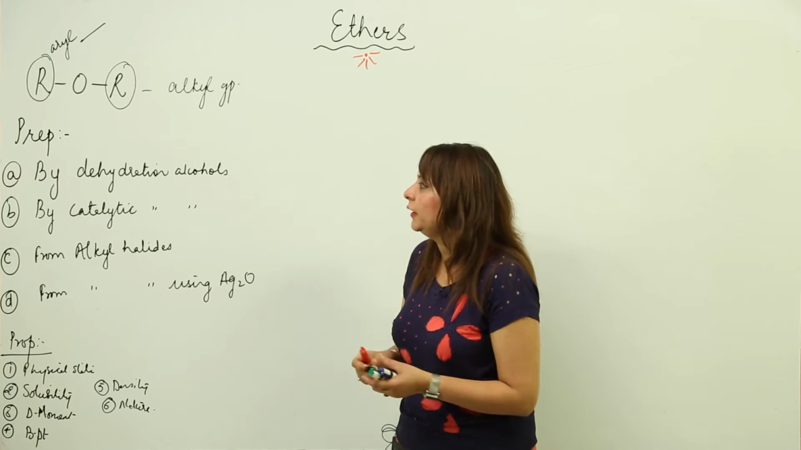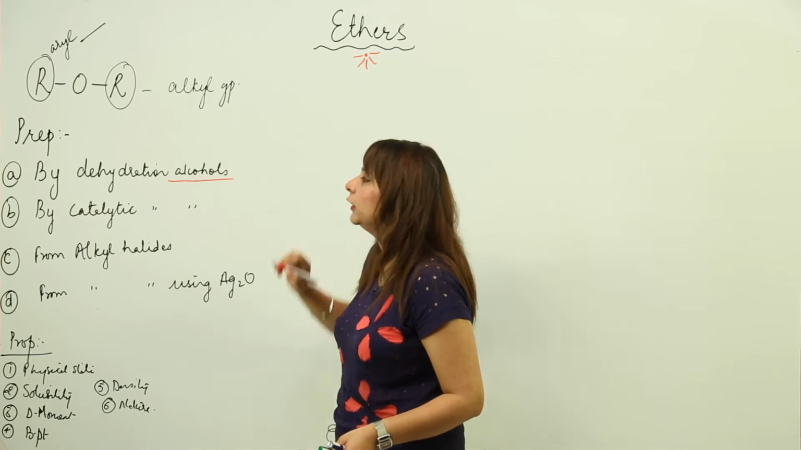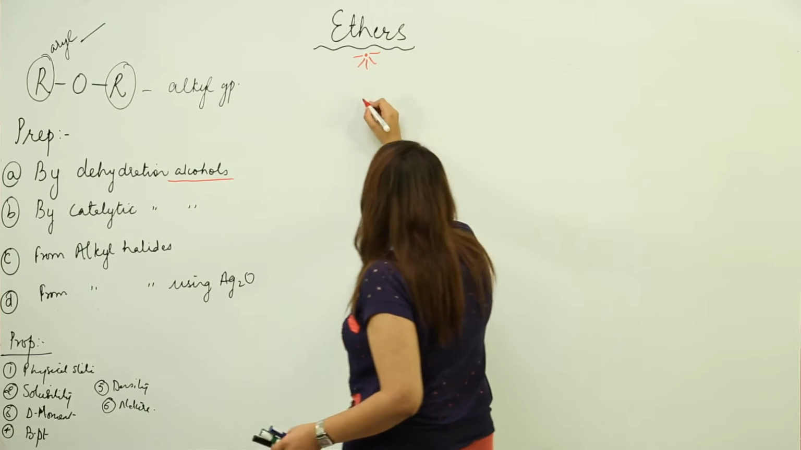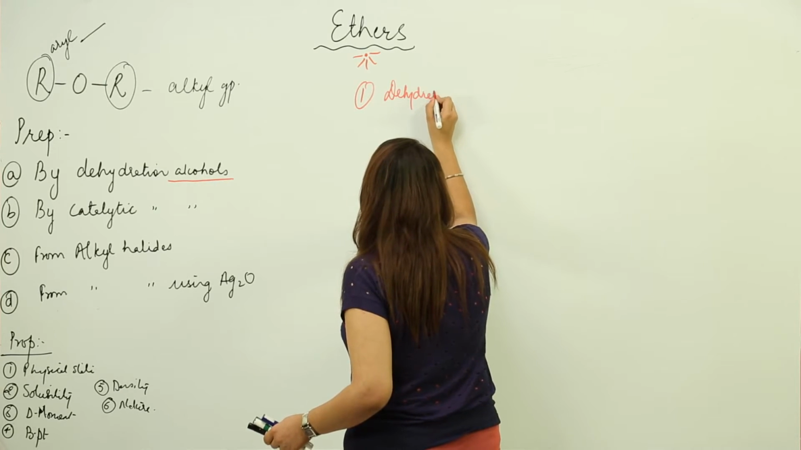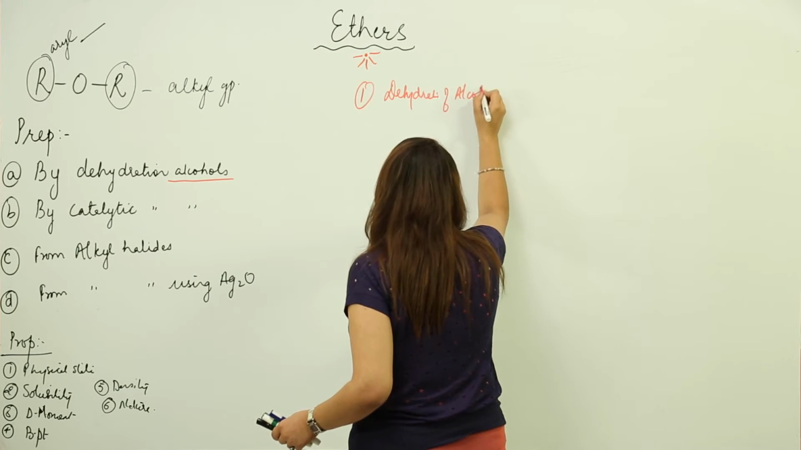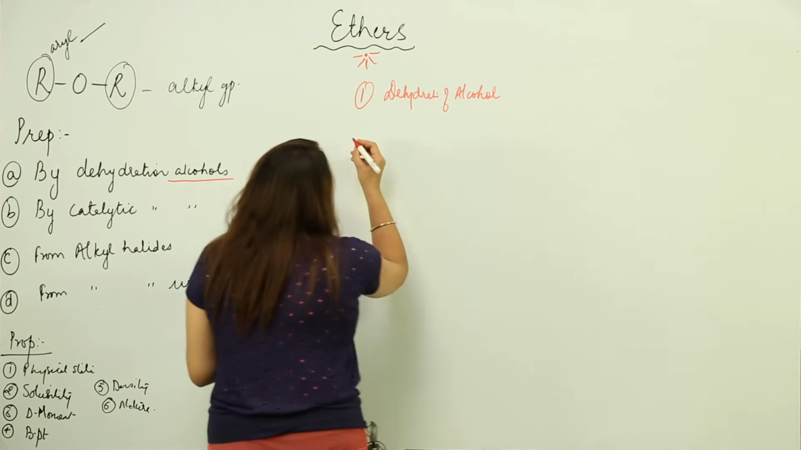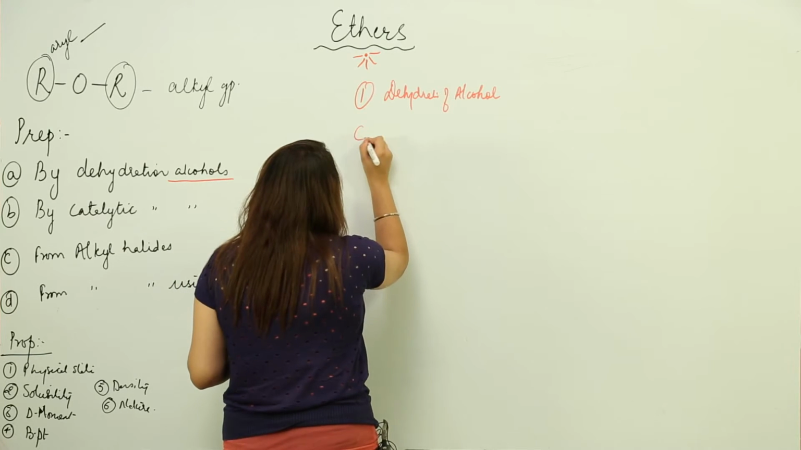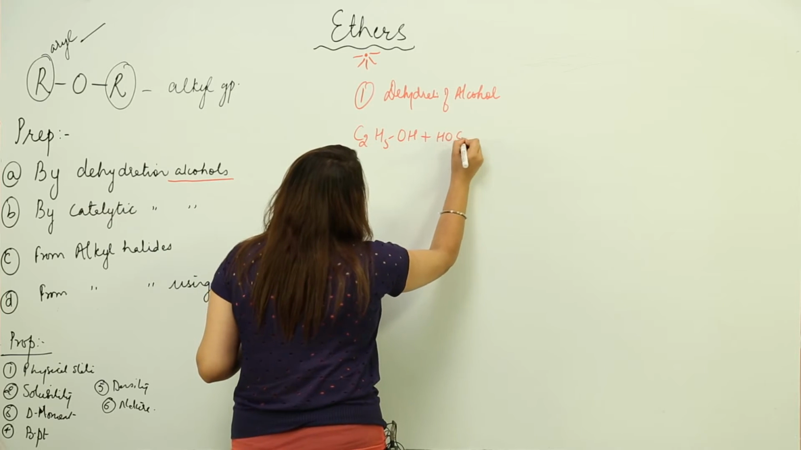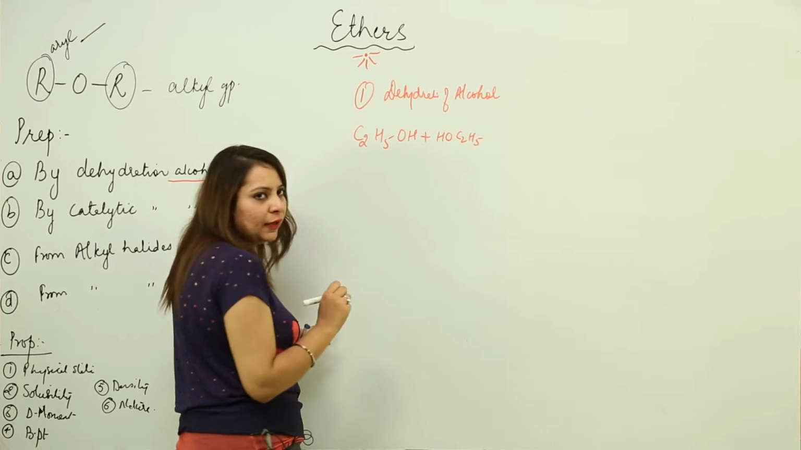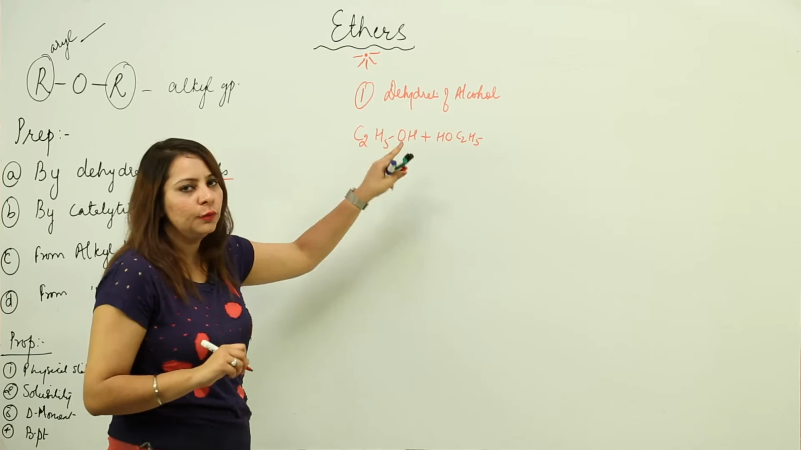We can prepare it by the following methods, like by dehydration of alcohols. The first method I am going to discuss is dehydration of alcohol. As you all know, dehydration of alcohol means we are going to remove water from the alcohol. So I will take two alcohol molecules. Let's say we have C2H5OH, and one more C2H5OH, the same one, because I am going to prepare symmetrical ethers through this. So I need to have the same R on both sides.